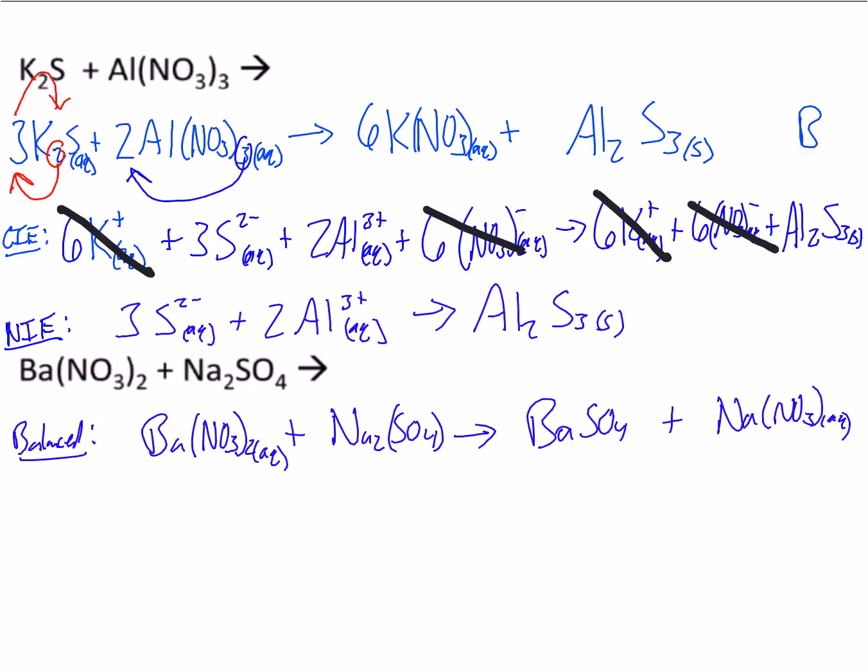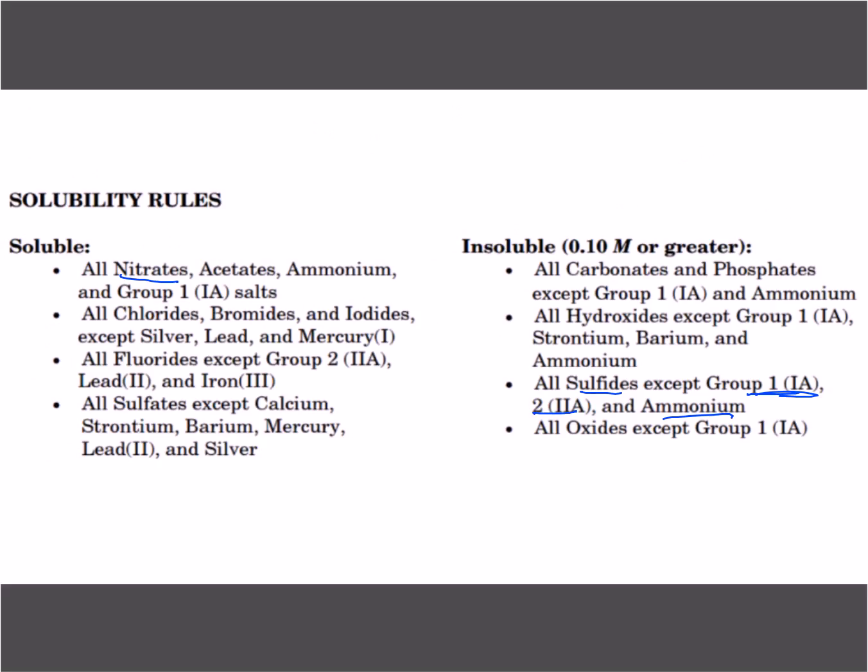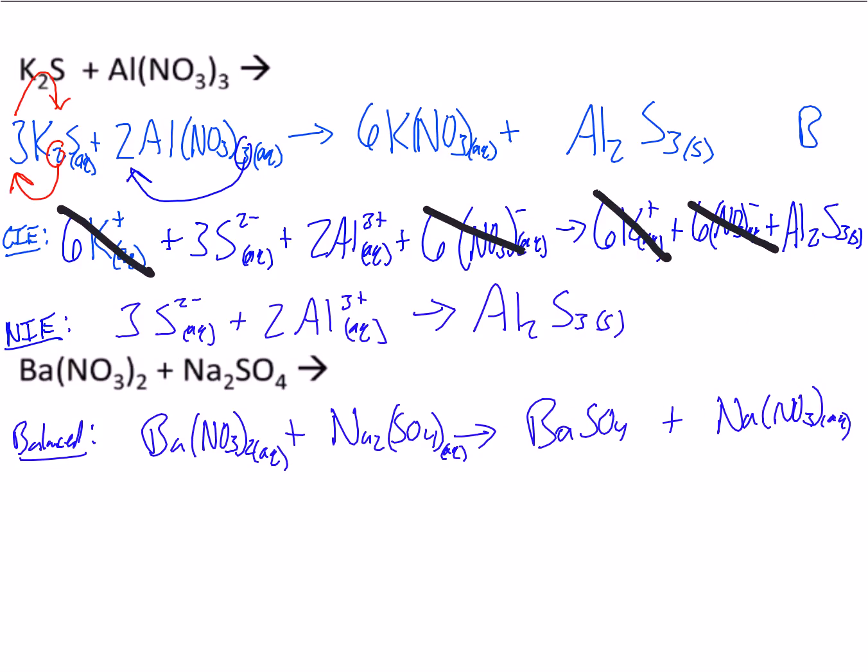All group 1 salts are aqueous, so that means sodium sulfate is also going to be. Now, barium sulfate, if we look at our solubility rules, sulfates are always soluble unless there's barium. So that makes this one what? Solid. Is this balanced? No, so I need a 2 right here.